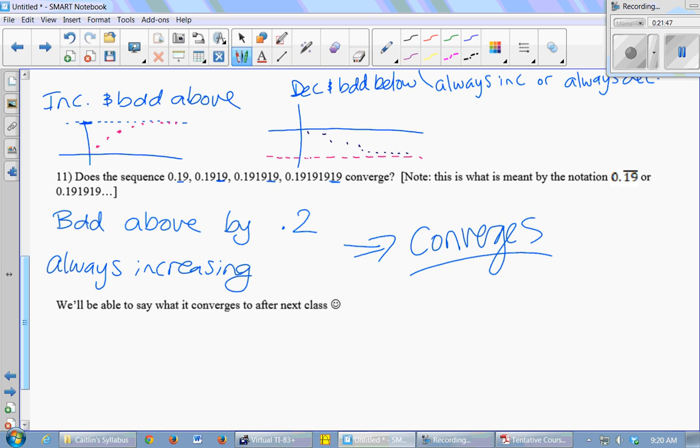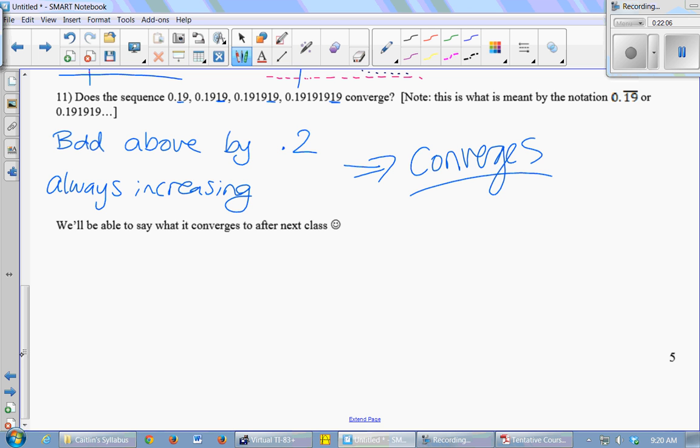Does anybody happen to know what it converges to? What 0.19 repeating equals as a fraction? Don't ask your calculator. That's okay. You get to be blown away next class. Something to look forward to.